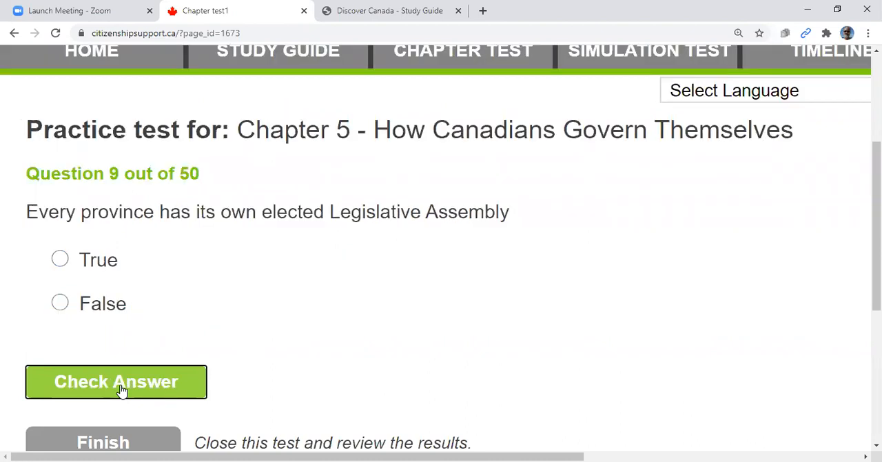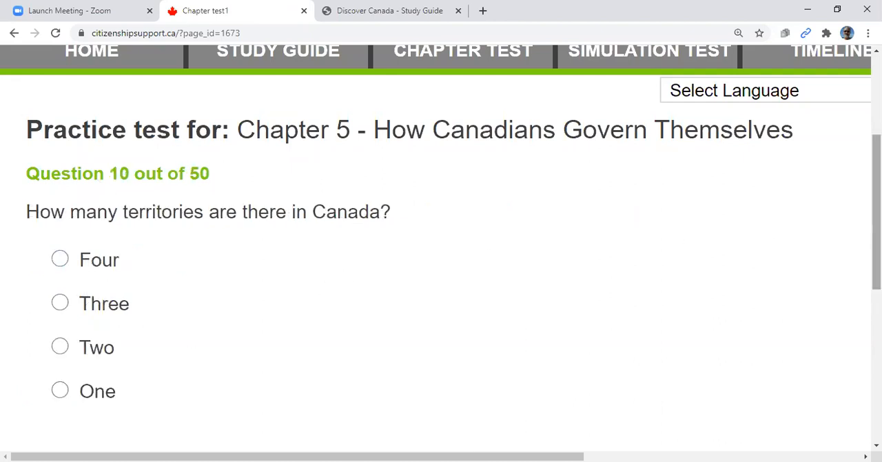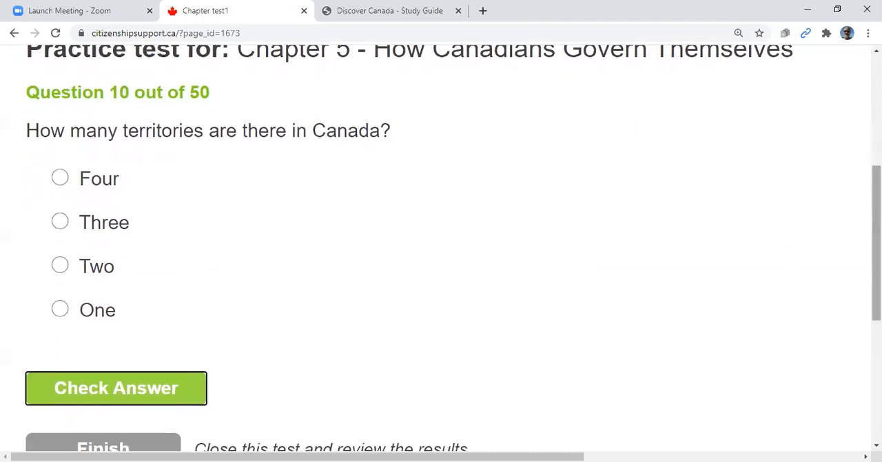Very good. Okay. So now we're back to Zaniba, I think, please. Every province has its own elected legislative assembly. Every province, true. Yeah, I think you're right. Province, yes. Very good. Yeah, they have a legislative assembly. That's there. Good. And then we'll give the difficult one here to Diala.